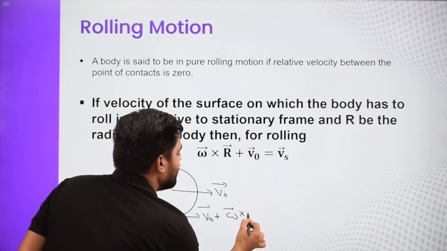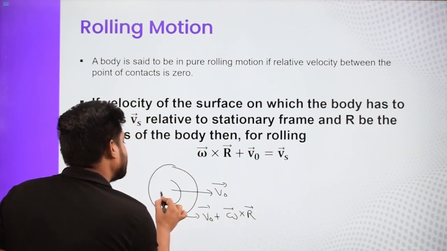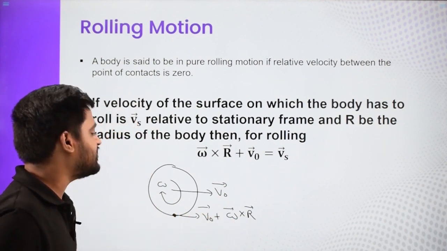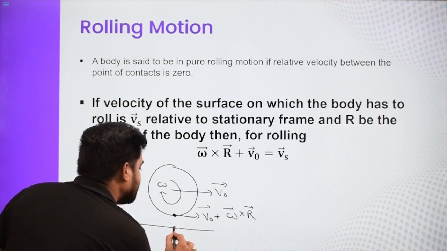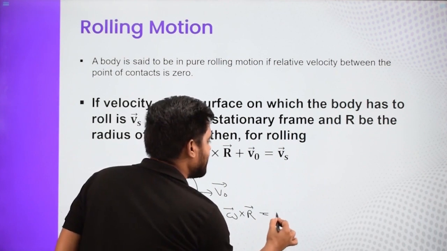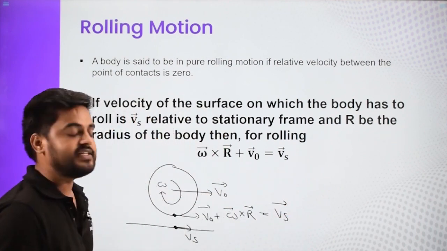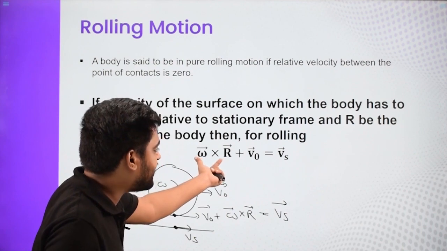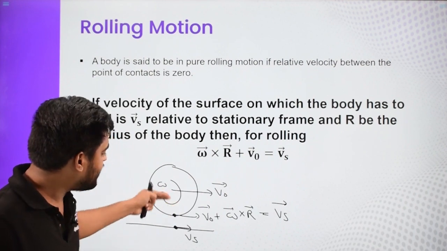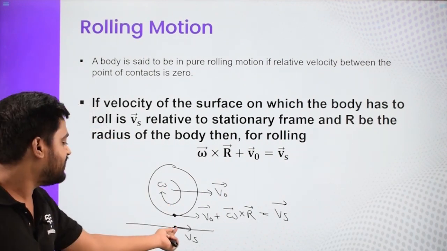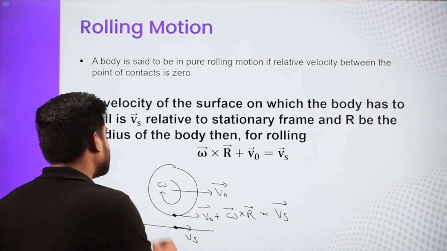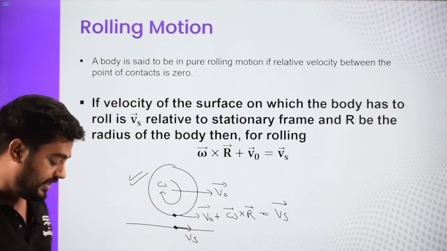Omega cross r is the velocity due to rotation because it is rotating with omega also. So here, the vector addition of this is the overall velocity of this point, and the velocity of this other point is the velocity of the surface. So this velocity must be the same as the velocity of the surface in contact. The velocity due to rotation plus the velocity due to translation, which is the overall velocity of the point of contact, must be equal to the velocity of the surface which is in contact. And once these two velocities are the same, we can say this object is performing pure rolling.